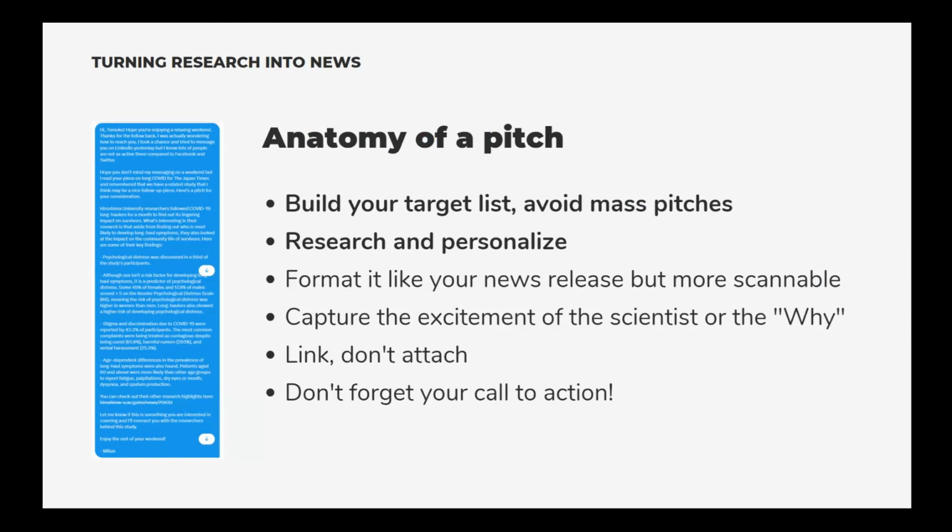Okay. So anatomy of a pitch. First, what I do is I build my target list of journalists. I try to avoid mass pitches. And next is that I research and personalize the pitch. So a sample is here.